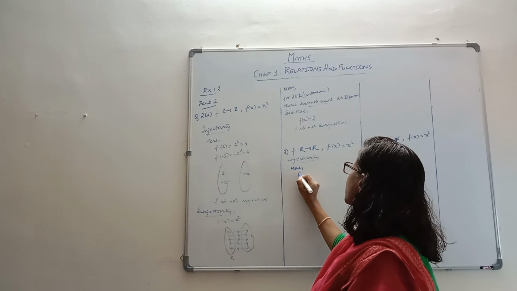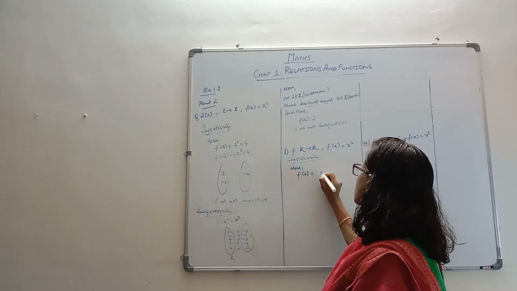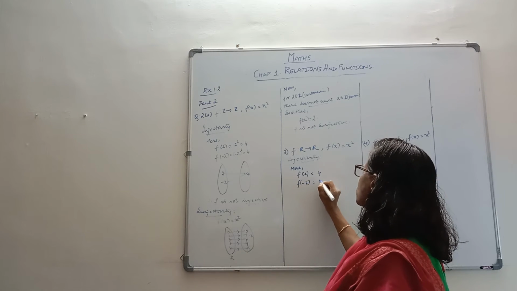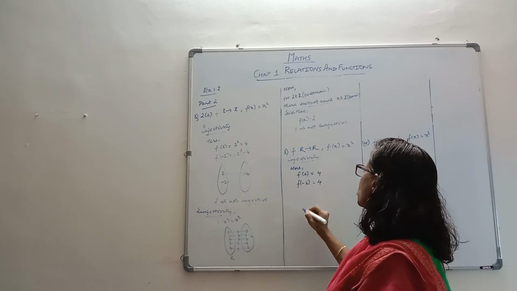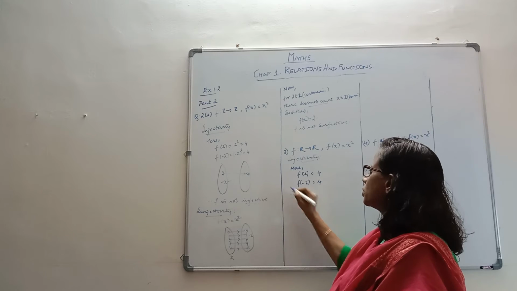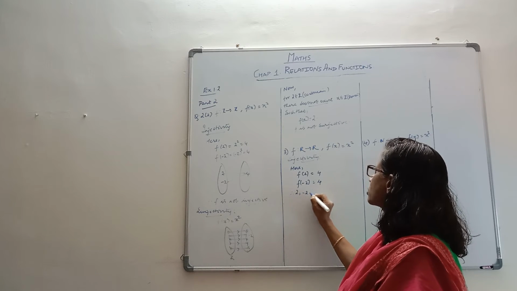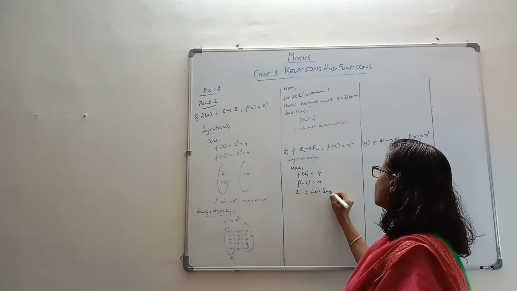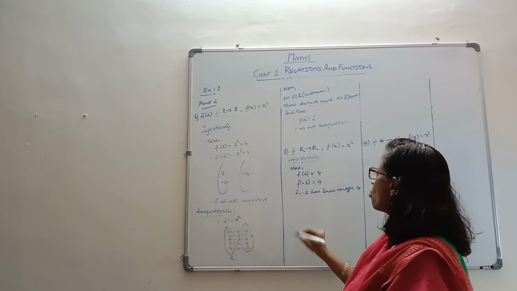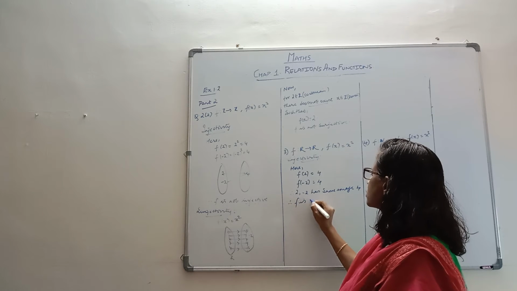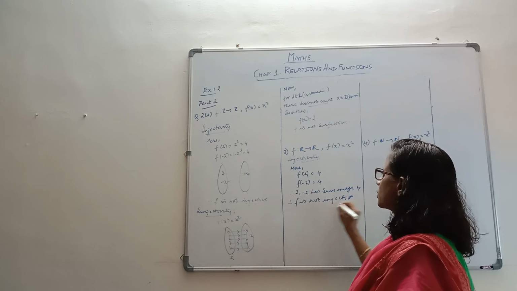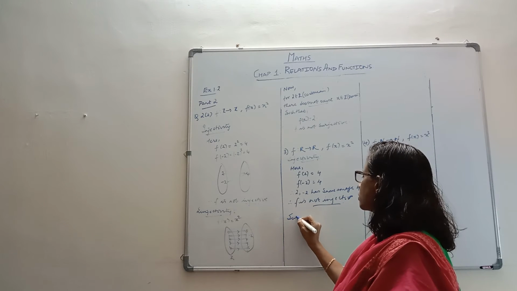Here f of 2 is 2 squared, which is 4, and f of minus 2 is also minus 2 squared, which is 4. If you want, you can draw the diagram, or you can write that 2 comma minus 2 have the same image. You cannot have that, you should have different images, but they have the same image 4. Therefore f is not injective, right? It's not injective. Then we'll look for surjectivity.